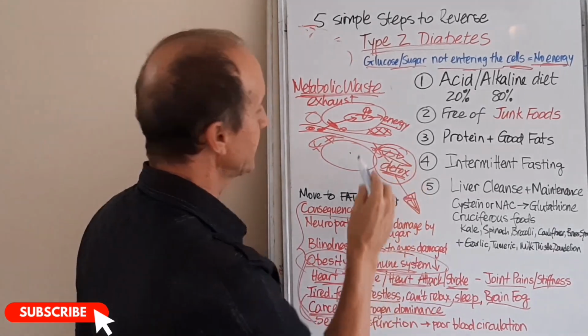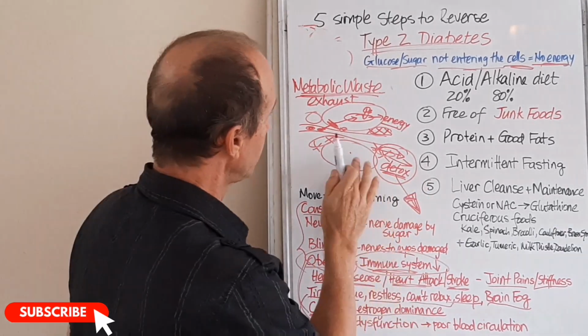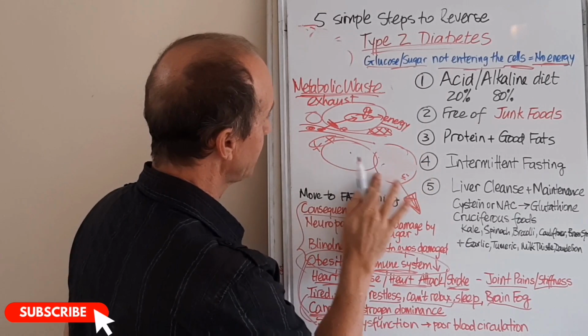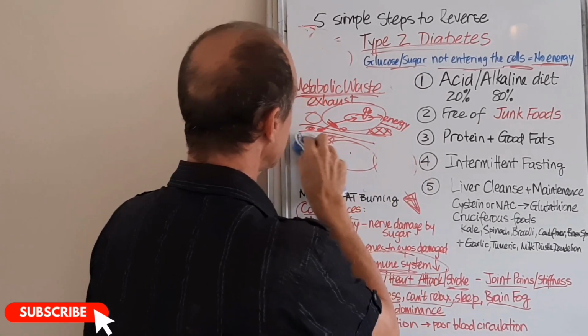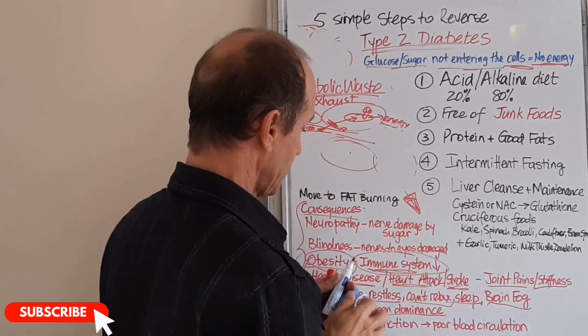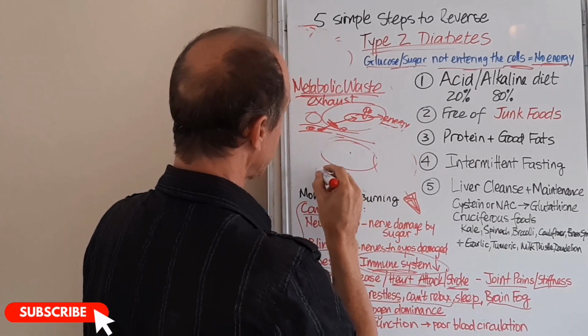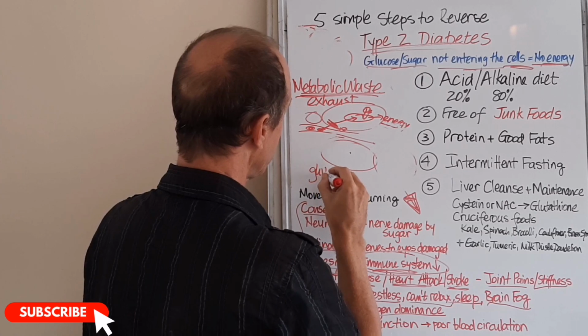When you start removing it and cleaning the place, and all this is being cleared up, there's no more metabolic waste. So we're cleaning this up. So now this gets clear. This gets clear. This gets clear. Because there is a substance called glutathione.